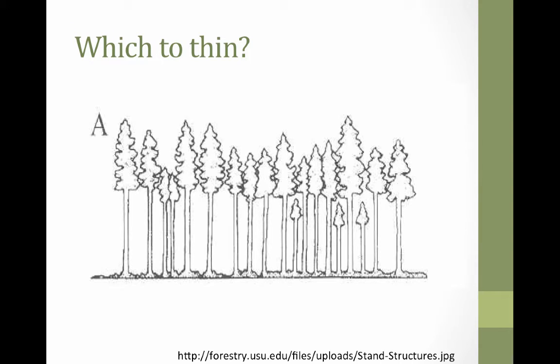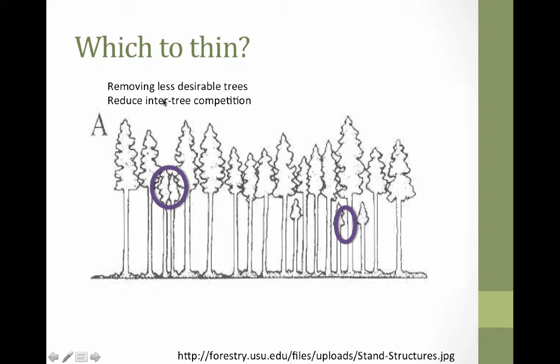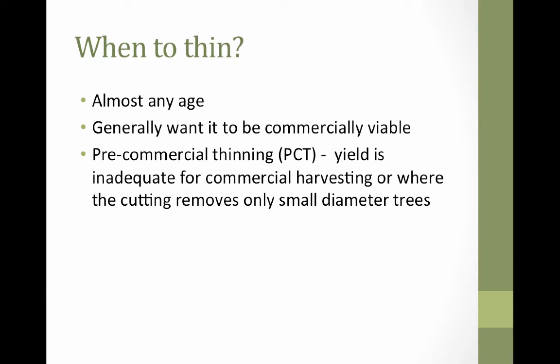So, which to thin? How do we actually make that decision? Well, one way is often thinking of removing less desirable species and also reducing inter-tree competition. And these less desirable species is really going to come down to what your goals and objectives are. So we're going to go through a few different ways to remove less desirable species, or less desirable trees.